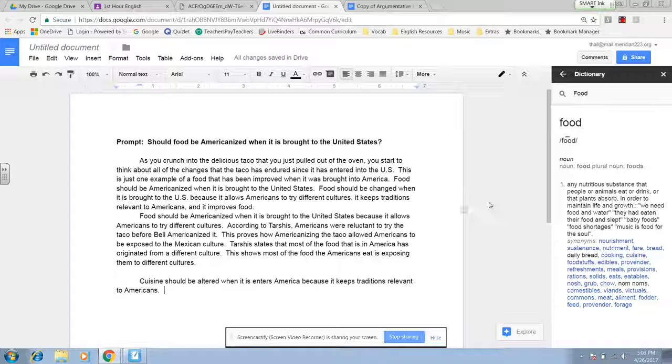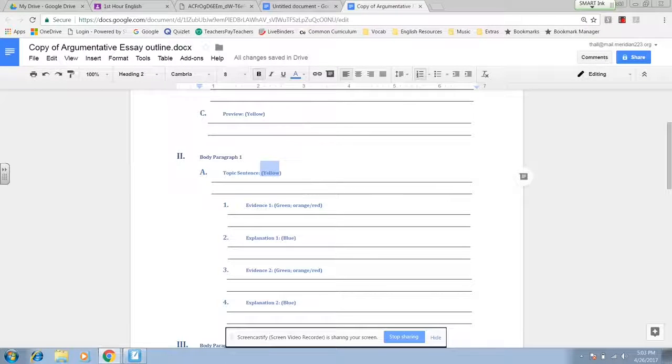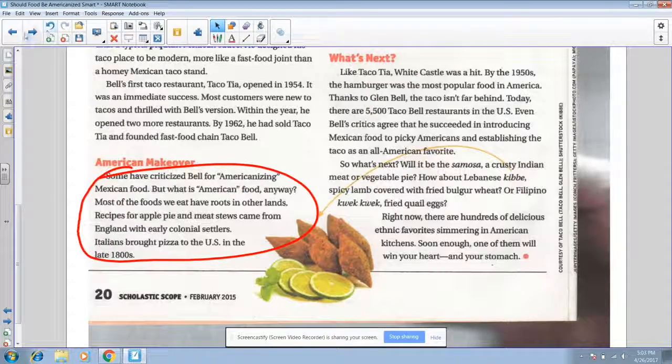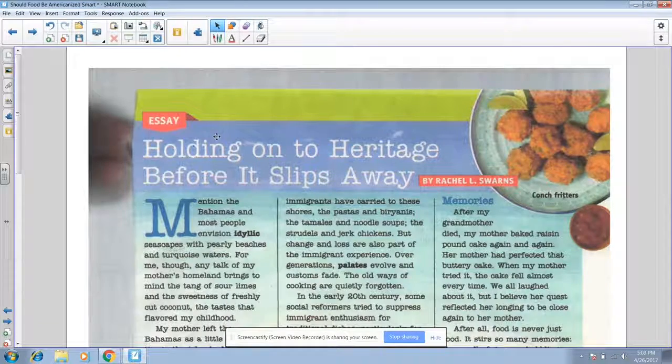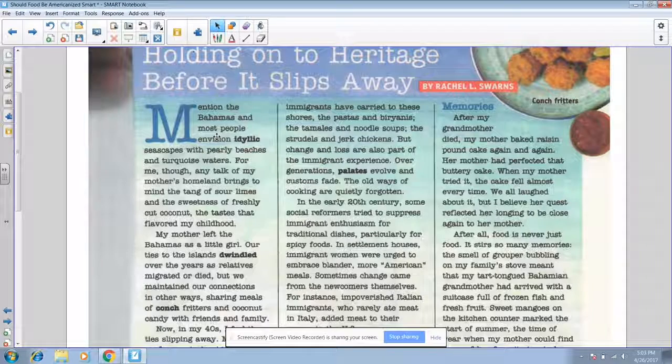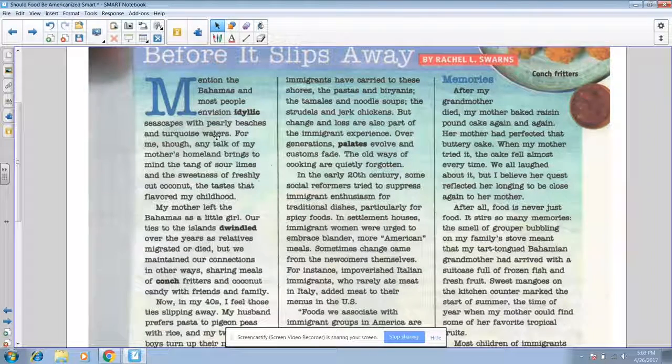Okay, so we're going through this process again. I'm going to give credit to my author, and I need to go back to the article and find a place in there that proves my point. It proves it keeps traditions alive. And I'm actually going to use this article by Swarns. And one thing I want to talk about, and some of you are good at doing this, is that you can use an article that is not on your side. You can pick parts out.